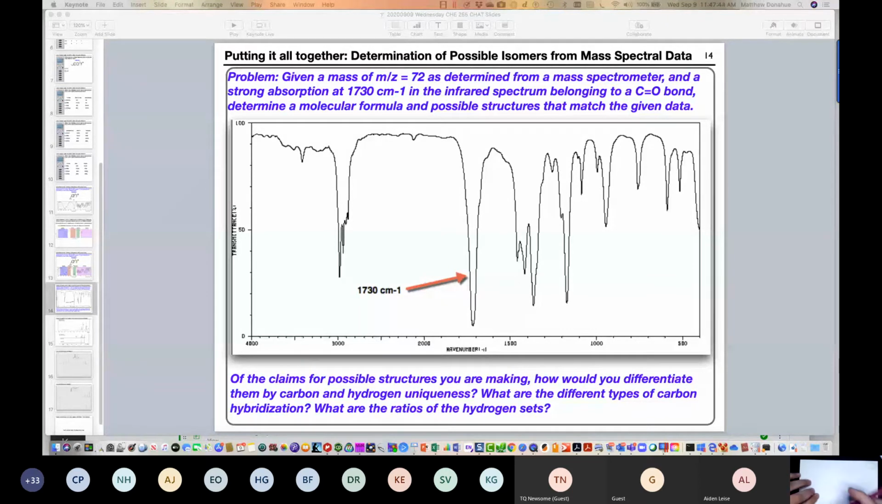So let's write down some of this data we're given. Mass spec: parent m/z is equal to 72. IR: it's telling you it has a carbonyl group at 1730 wave numbers. So what is the molecular formula?